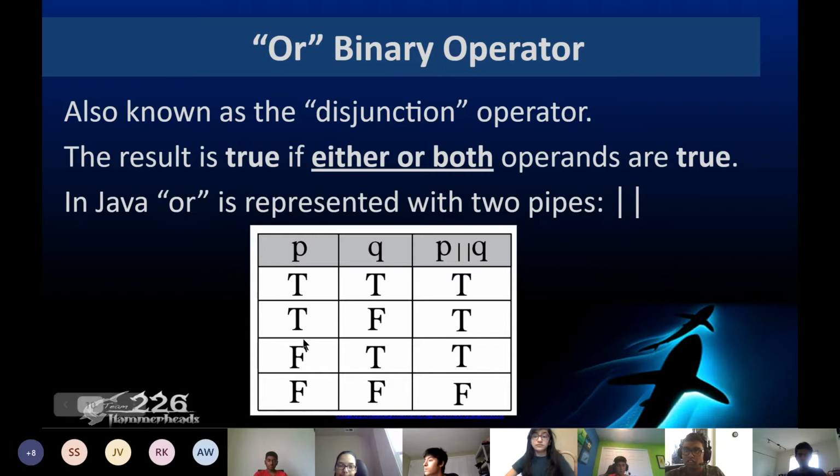We have condition P and condition Q. If P and Q are true, then P or Q would also be true, because you only need at least one of the conditions to be true. If P is true and Q is false, it would still be true because you only need one condition to be true. Likewise, if Q is true and P is false, it would still be true. The only case where OR would be false is if both P and Q are false.